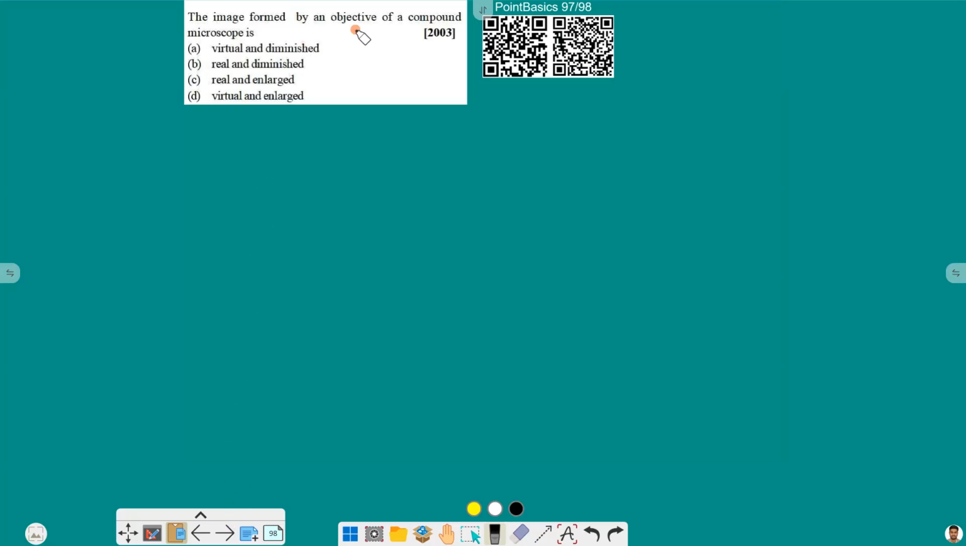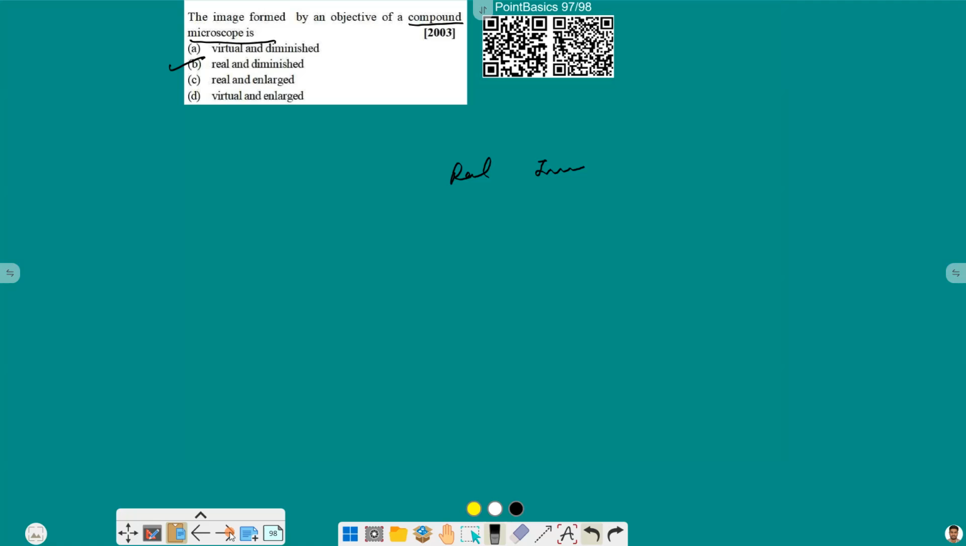Now, the image formed by the objective of a compound microscope. The objective of a compound microscope forms a real and inverted image. It will be real and diminished, because normally the object is at a very large distance, so its image will be small in size.